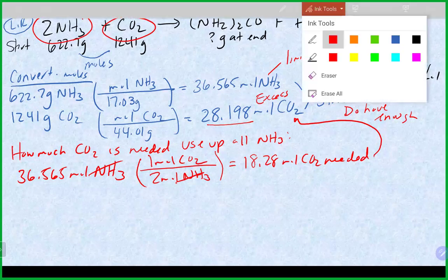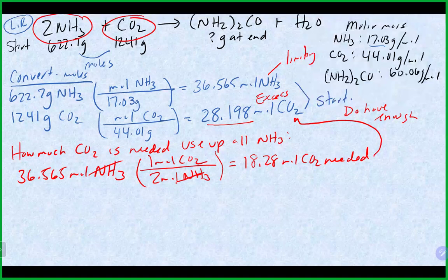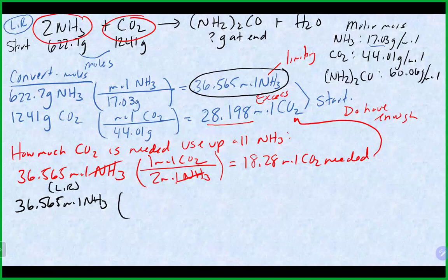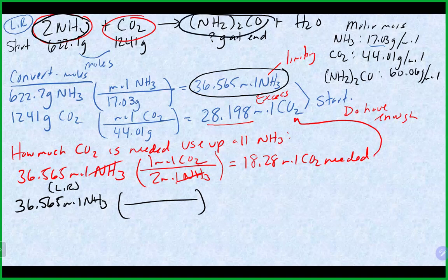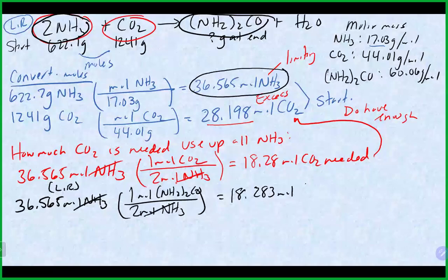Now that I know my limiting reagent, that is important because that is the one that determines how much product I'm going to make. So I'm going to come back to my starting amount of my limiting reagent and now figure out how much product I'm going to make. So we will go with our 36.565 moles of NH3, which is our limiting reagent. We're going to now do a mole-to-mole relationship between our limiting reagent and our product, which is a 2-to-1. So for every 2 moles of NH3, we get 1 mole of NH2CO. Those are going to cancel, and that will get me 36.565 divided by 2, 18.283 moles of our product.